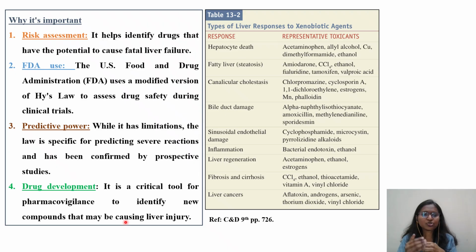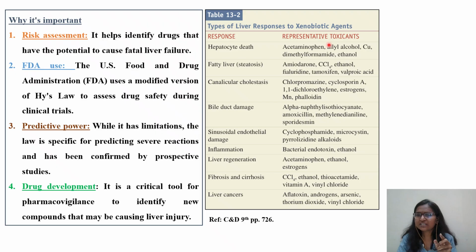In addition, in this video we'll also learn about another important thing, that is Table 13.2. I have taken it directly from the lesson, page number 726. You read the types of liver responses to xenobiotic agents. This is very important. Within the liver also, based on which region and which cells are getting damaged, there is a response. So there will be hepatocyte death, fatty liver, that is steatosis, canalicular cholestasis, bile duct damage, sinusoidal endothelial damage, inflammation, liver regeneration, fibrosis and cirrhosis, and liver cancers.